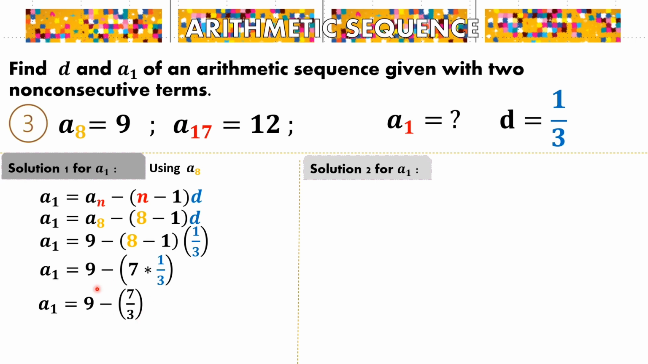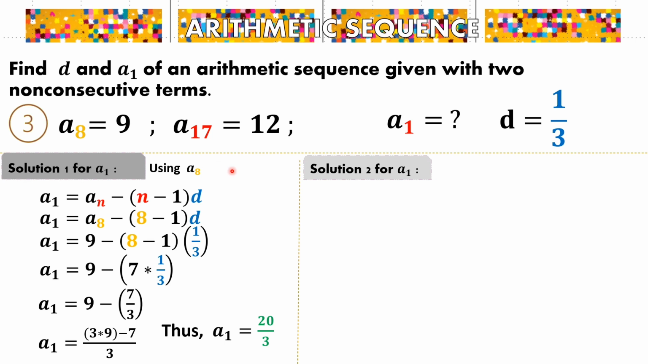So you need to convert the whole number into a fraction by using the denominator 1, and that is 9/1. And getting the LCD, and that is 3. 3 divided by 1 is 3 times 9, minus 3 divided by 3 is 1 times 7. So we have 9 times 3 is 27, minus 7 is 20/3. So that's the value of a sub 1 using a sub 8.